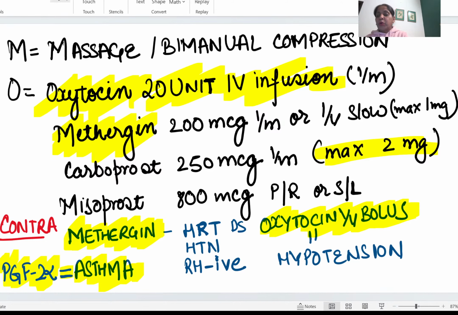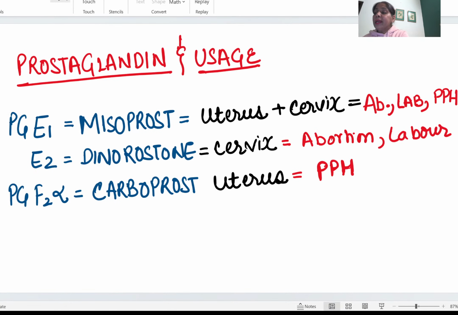Questions have been asked on methergin, questions have been asked on oxytocin IV bolus, and a question can be asked on prostaglandin F2 alpha. Now this is one slide on prostaglandins and their use. They confuse you, so I have put them on one slide itself. Prostaglandin E1 is misoprostol, and it acts on the uterus and cervix both.